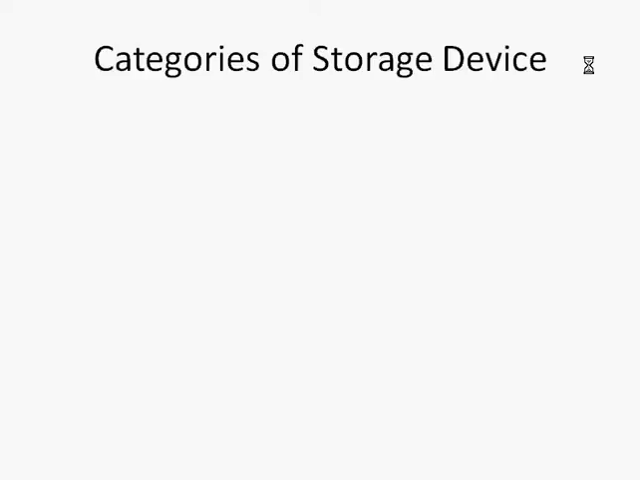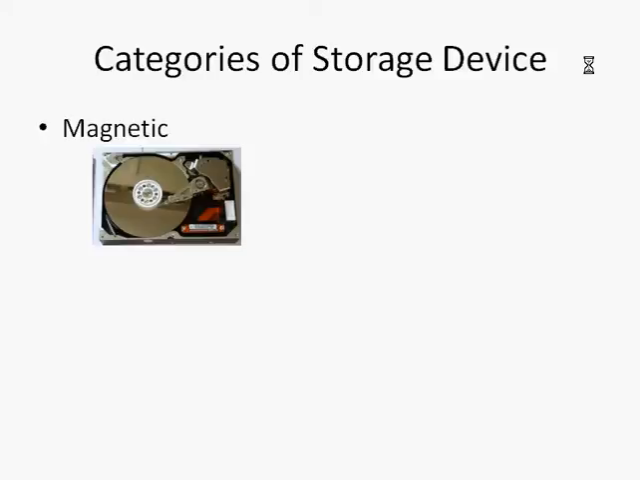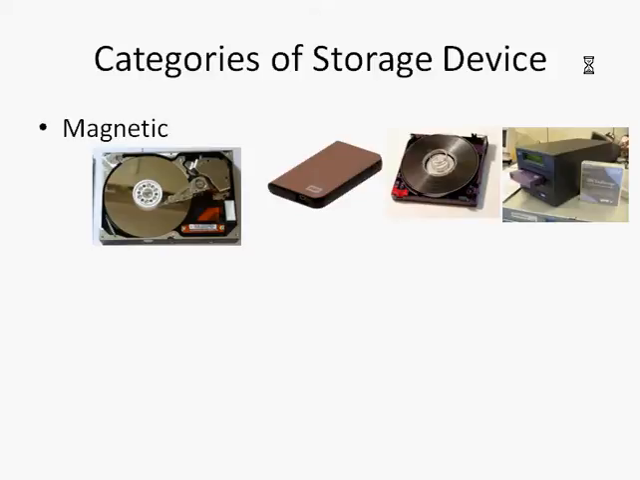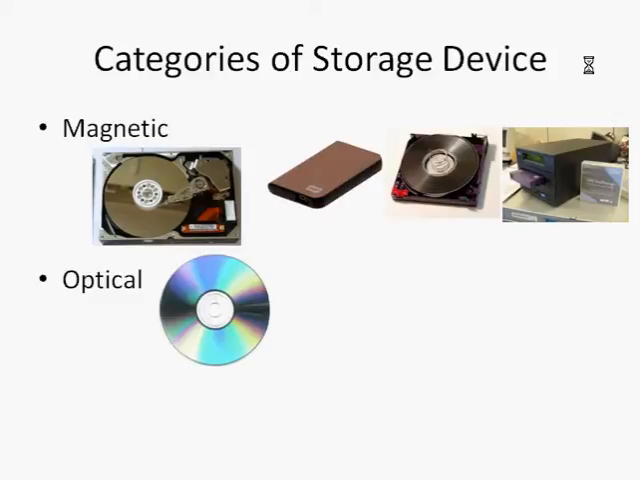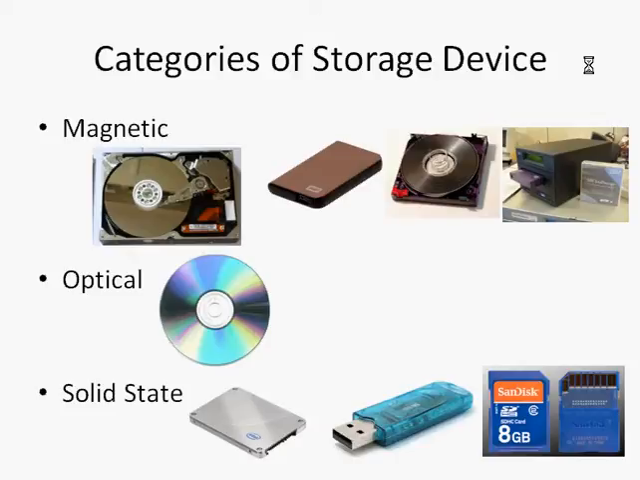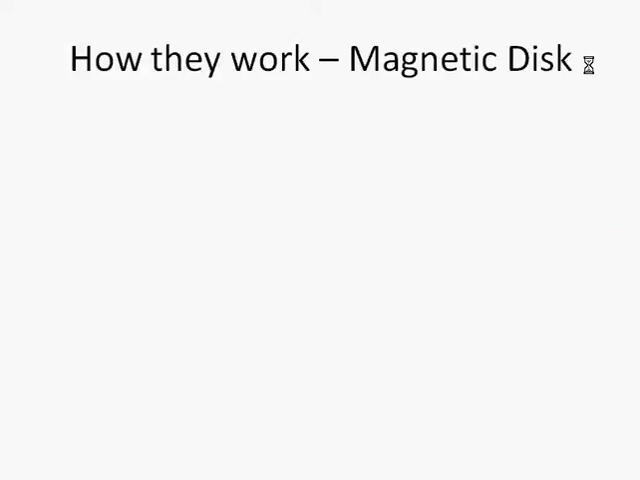There are three main categories of storage device, and the first is magnetic, and we might be talking magnetic hard disks or magnetic external hard disk drives. We might be talking magnetic tapes, which need to be put into tape drives like the one shown there. If we're talking optical, we're talking CDs or DVDs, and the newest form, the newest technology for storage devices is solid state. So we have solid state hard drives, USB data sticks, and memory cards such as SD cards.